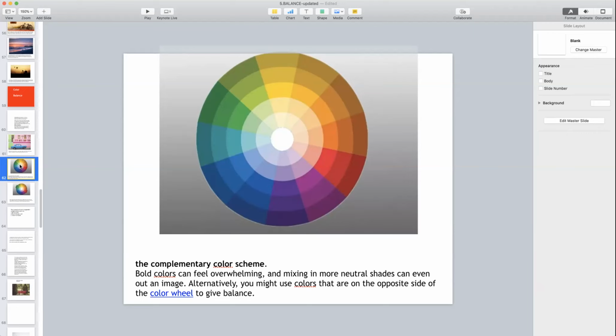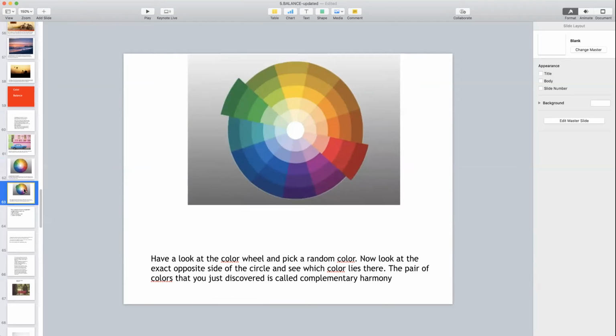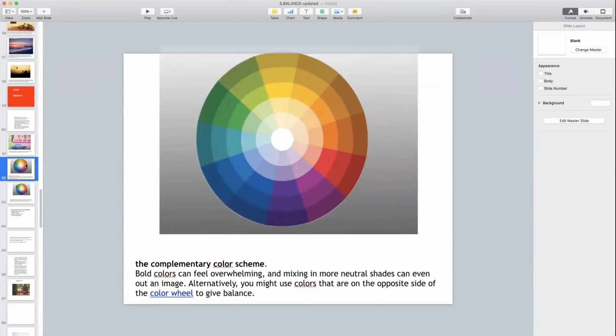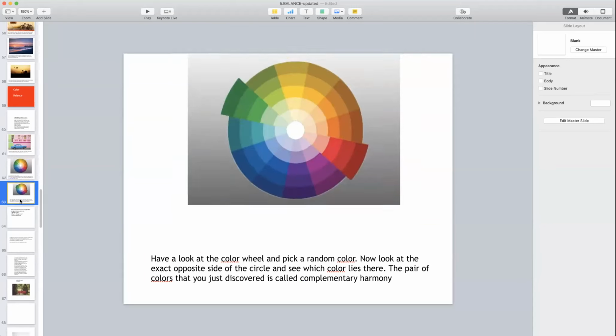So if we look at here, red color is opposite of green. I take out the red slice here and you can see the red is opposite the green. So bold colors can feel overwhelming and mixing in more neutral shades can even out an image. Alternatively, you might use colors that are on the opposite side of the color wheel to give the balance. तो अगर आप red इस्तेमाल कर रहे हैं तो उसको बैलेंस करने के लिए आप green इस्तेमाल कर सकते हैं. तो shade of red भी है उसके अंदर, shade of green भी है. Have a look at the color wheel.